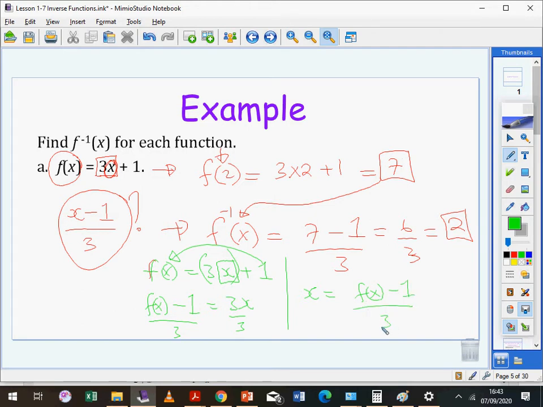And remember, at this stage, I just need to rename. Instead of this x, I will call it my inverse function, because this now would be the output and this would be the input. So I would call that my inverse function is equal to, and then the f of x will now be the input, which is x for the inverse function, x minus 1 divided by 3. So that's simply how you find the inverse of a function. The idea is to make x the subject.